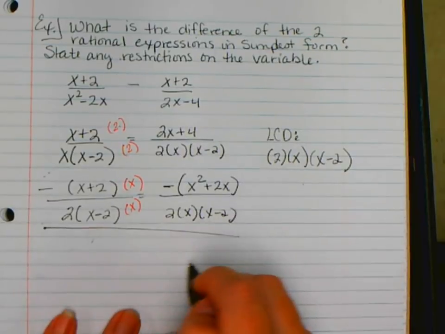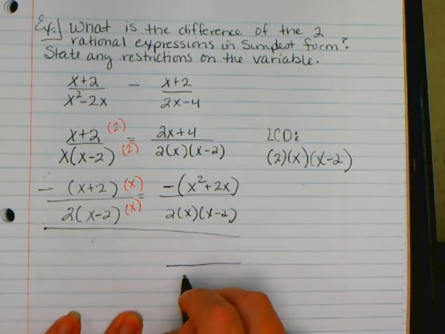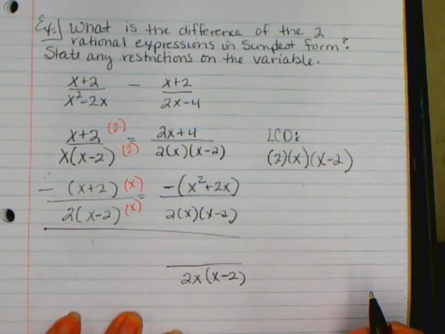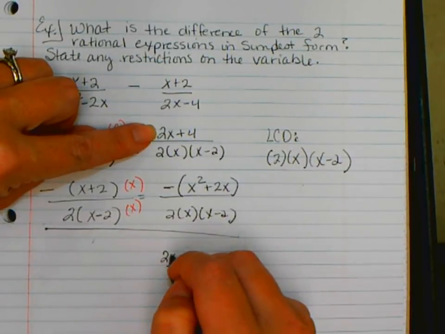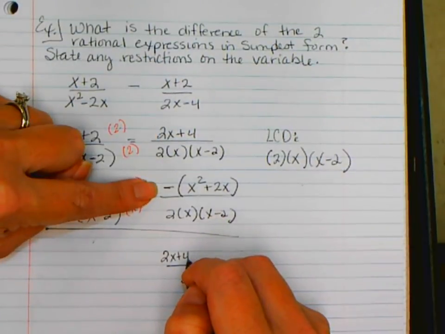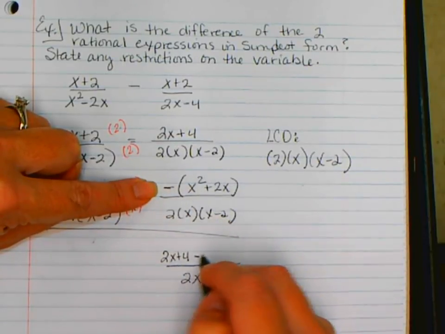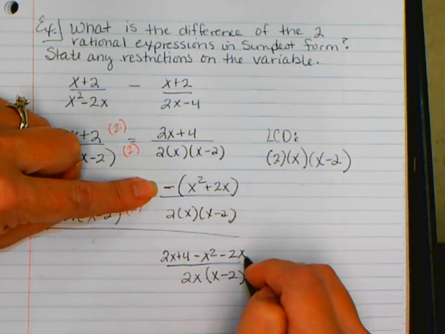Okay, denominator. I'm just going to write that as 2x times x minus 2. My numerator, I have 2x plus 4 minus, I'm just going to distribute now. So negative times x squared is minus x squared. Negative times positive 2x is negative 2x.